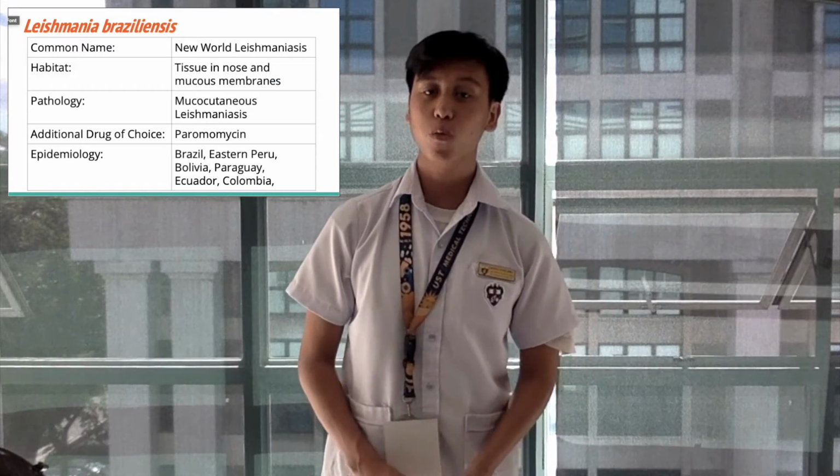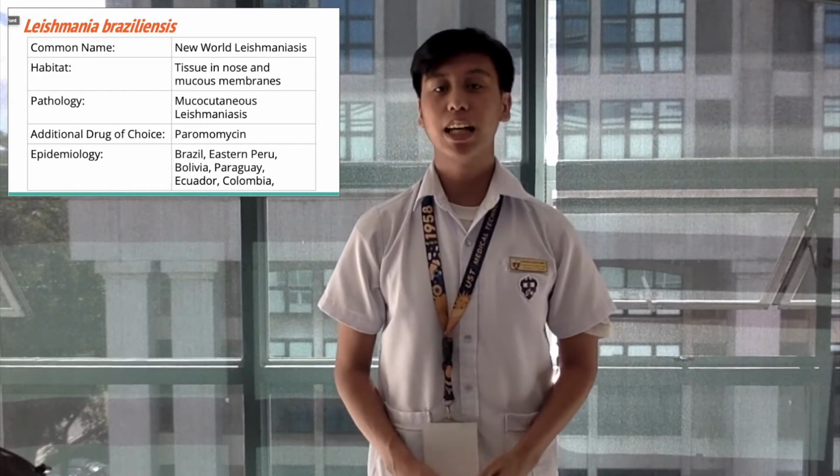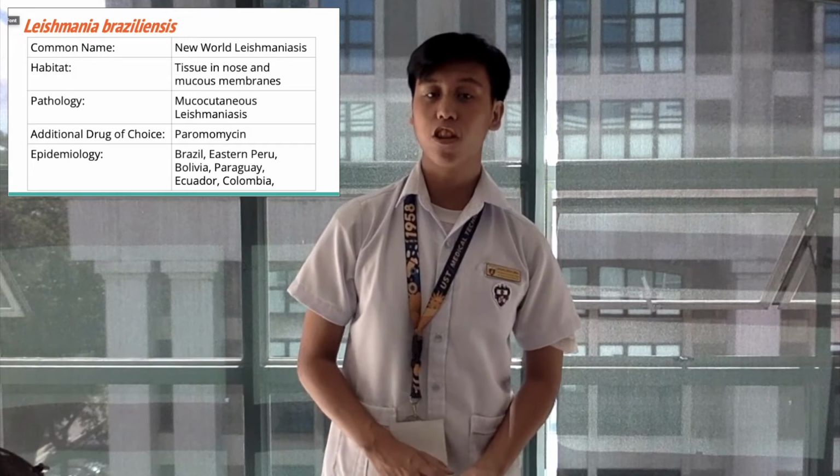So the second species that we'll be discussing is the Leishmania brasiliensis. So its common name is New World leishmaniasis, and its habitat is in the tissue of the nose and other mucous membranes.